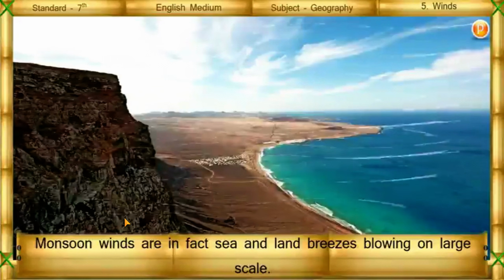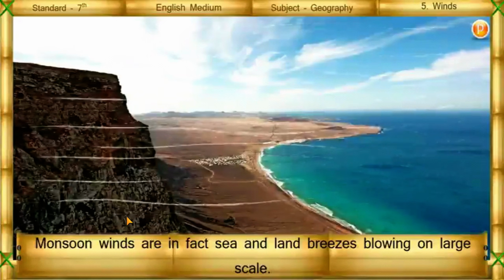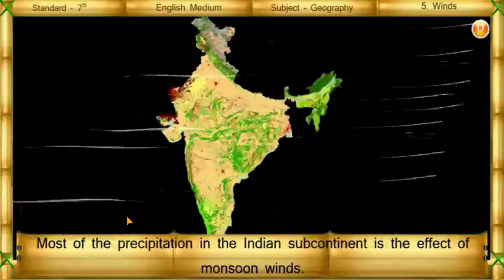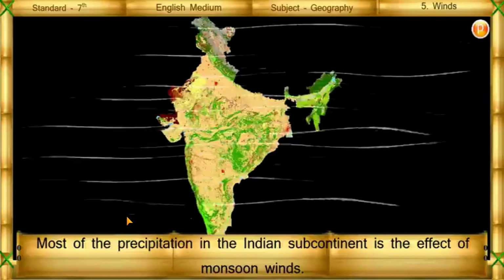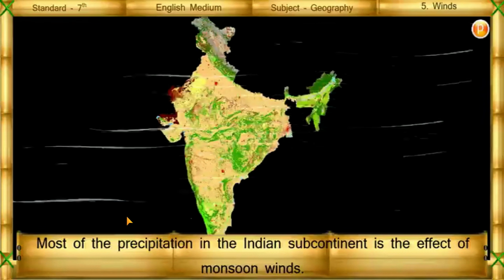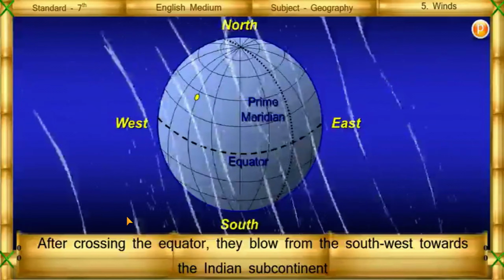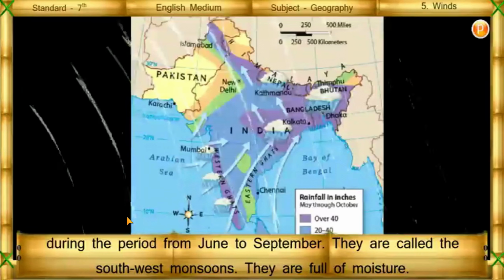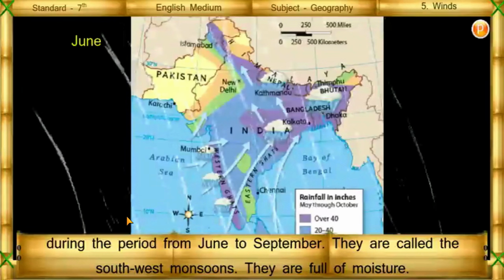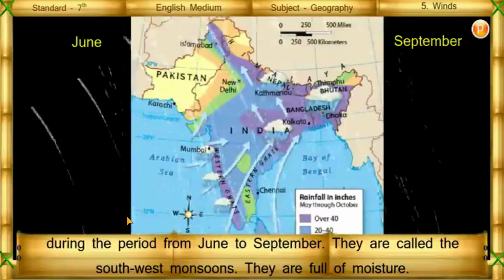Monsoon winds are in fact sea and land breezes blowing on a large scale. Most of the precipitation in the Indian subcontinent is the effect of monsoon winds. After crossing the equator, they blow from the southwest towards the Indian subcontinent during the period from June to September. They are called southwest monsoons. They are full of moisture.